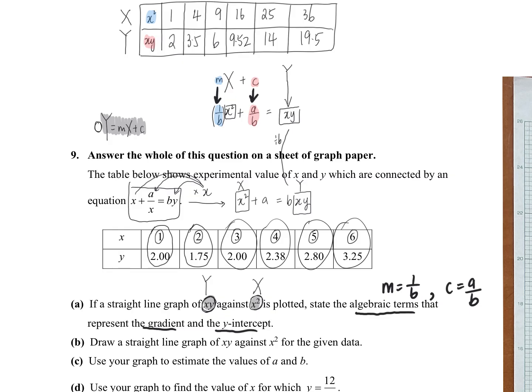Now they say using your data, can you draw a straight line? They never give you the scale, means they leave it to you to decide. So you plan.